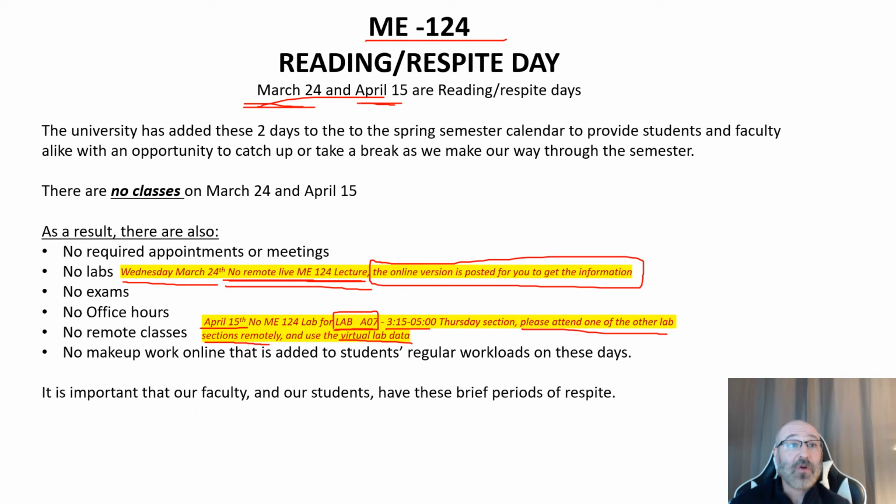As we said, there are no lectures, no remote classes on that day on April 15th. So again, please do attend virtually one of the other labs. You can jump in remote on any other Teams sections for any of the other lab sections that week, and then you can also use either that group's lab data or you can use the virtual lab data for your labs. This only affects one of our groups for this lab section.